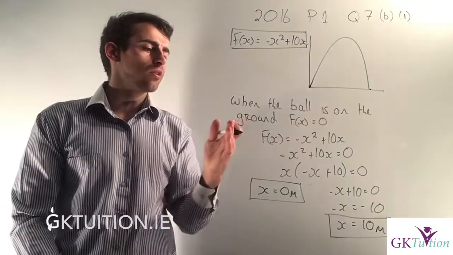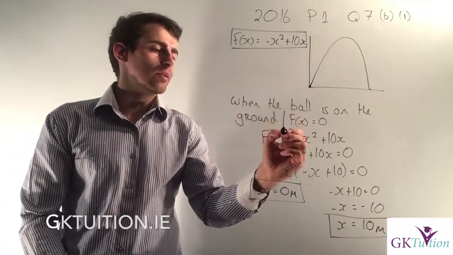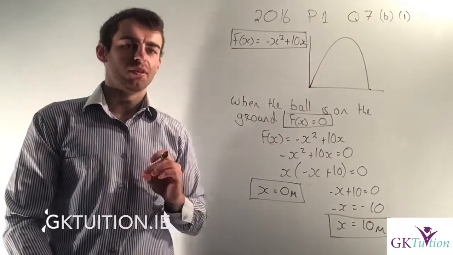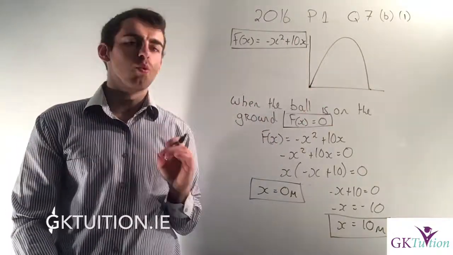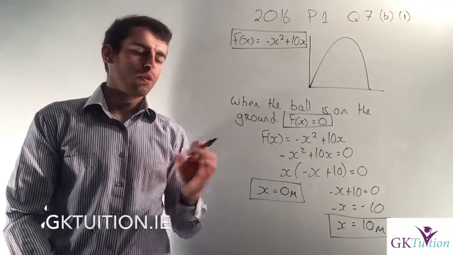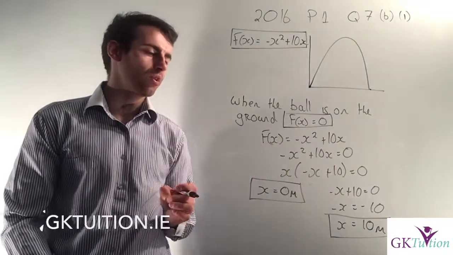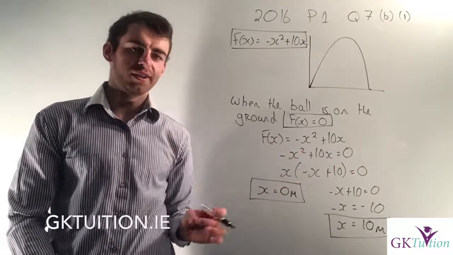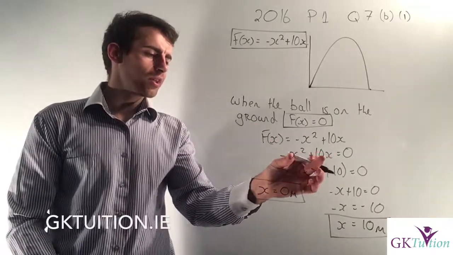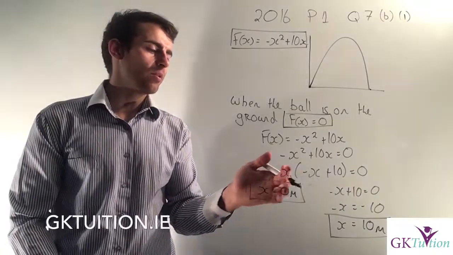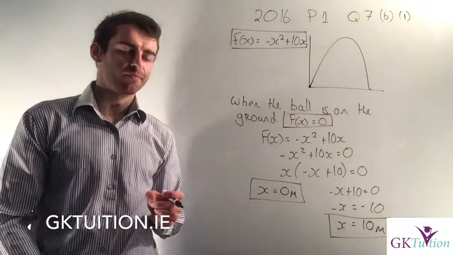When the ball is on the ground, you should recognize that means that f of x is equal to 0. Or in other words, my y value is 0. So when the ball is on the ground, my y value must be 0. Which means my function becomes minus x squared plus 10x is equal to 0. And now I can just factorize this. All I can do with this is take out the common term. So if I factorize out x, I'm left with minus x plus 10.